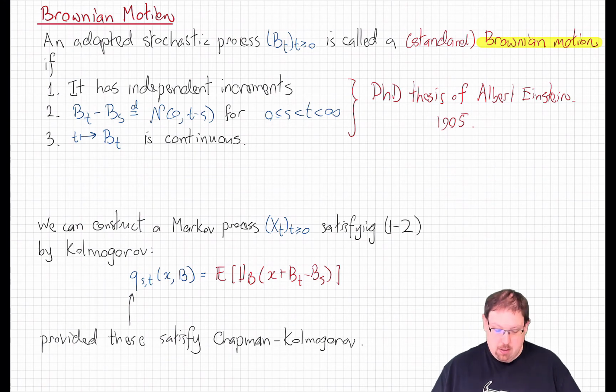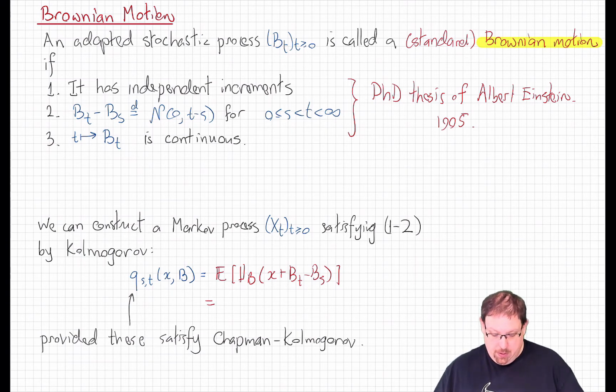Now, this is turning things around a little bit. You showed on your homework that if you have an independent increment process, then it is a Markov process with this as its kernel. Now we're saying let's define the kernel to be this. Does that mean that we can construct a Markov process with these kernels? Well, we know from Kolmogorov that we can, provided that these kernels satisfy the Chapman-Kolmogorov equations. So let's just check that.